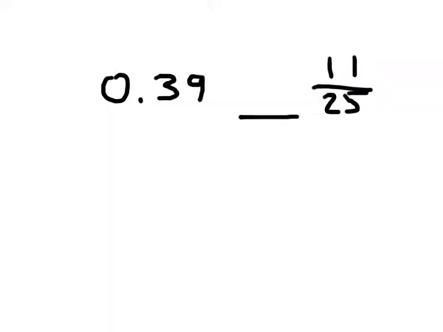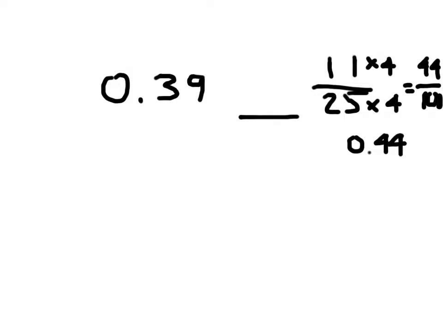Here's another example where we're comparing. We have 39 hundredths written as a decimal, comparing it with 11/25, and it's easiest to go ahead and convert 11/25 to that decimal number. And then we could use that equivalent fractions approach there. If you're more comfortable using a division approach, you're more than welcome to. 11 times 4 is 44, 25 times 4 is 100, so that written as a decimal would be 0.44, and I'll show you that division work as well.